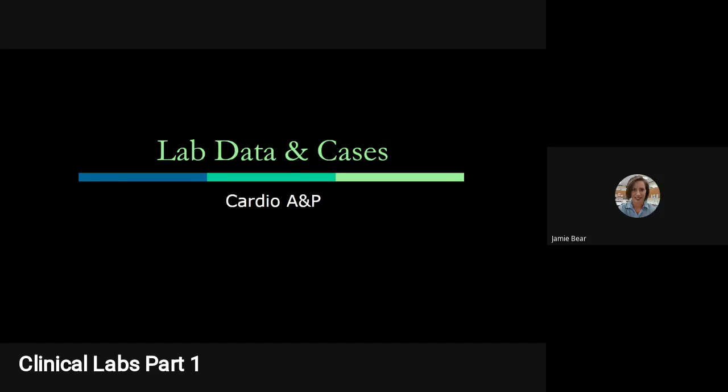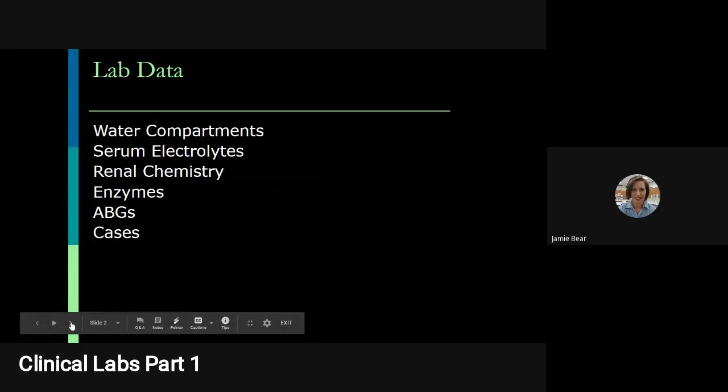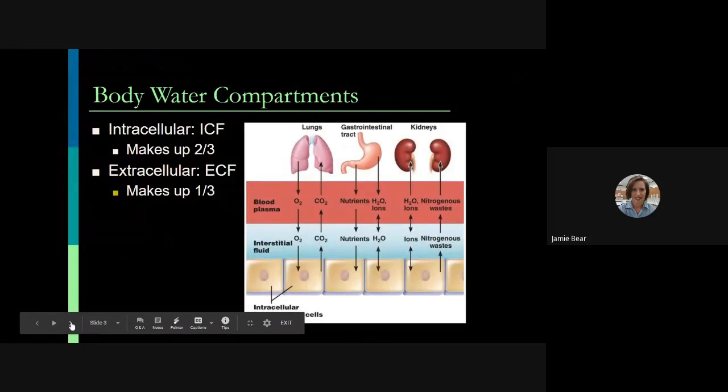We're going to explore lab data and clinical cases. So this is going to be a continuation from both arterial blood gases and renal anatomy and physiology. So we're going to talk about water compartments, serum electrolytes, renal chemistry, enzymes. We'll go through a review of arterial blood gases, and then we'll look at a variety of cases.